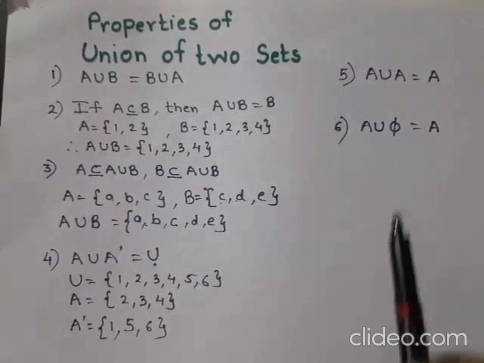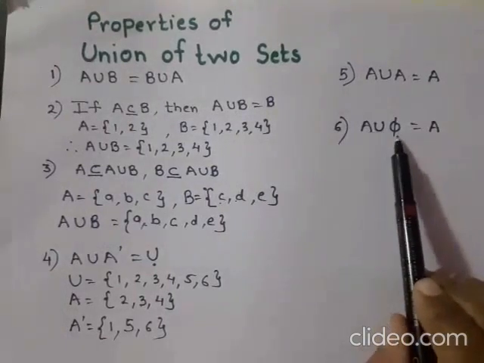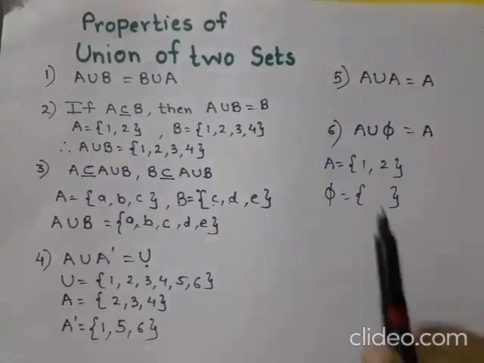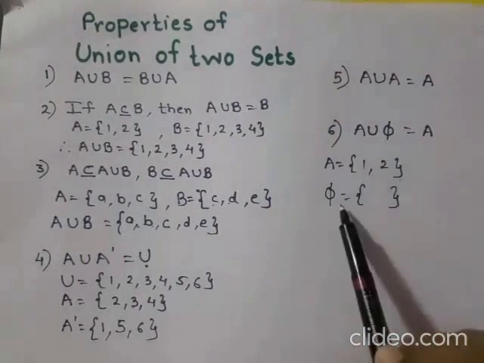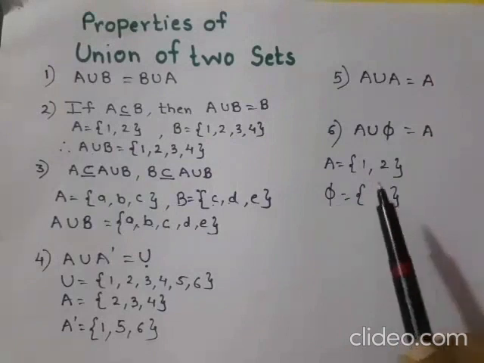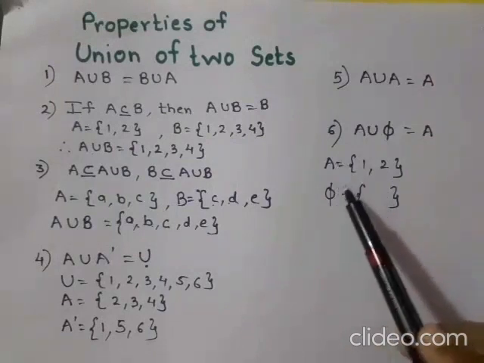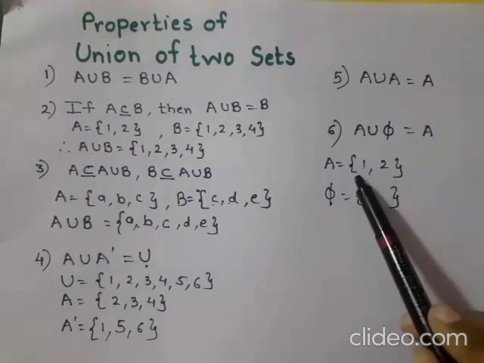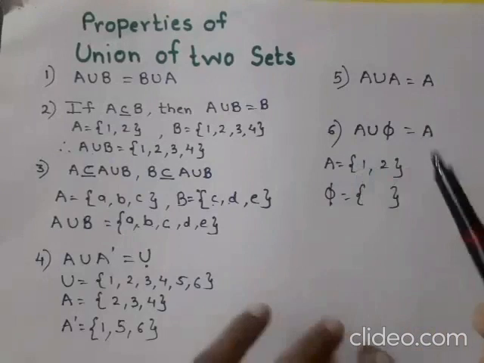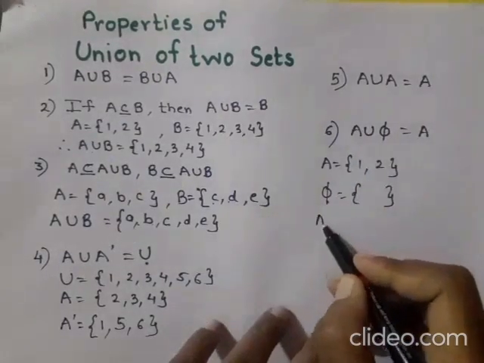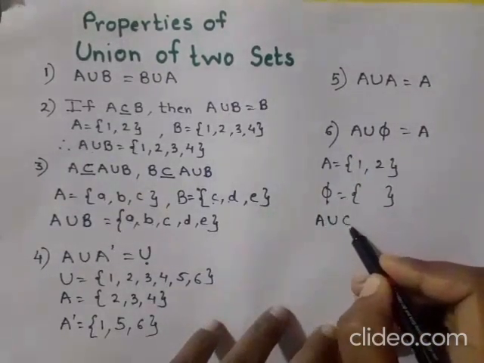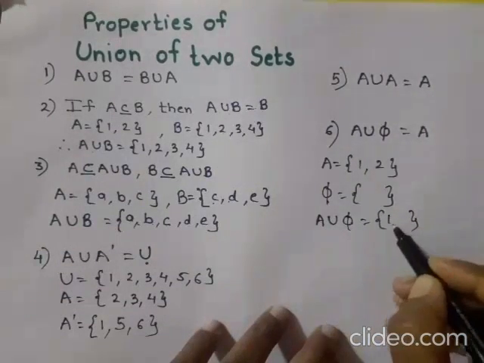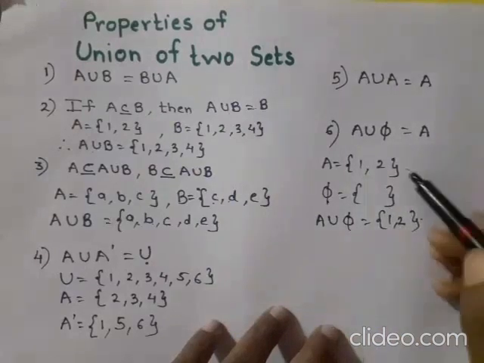Sixth property, the set A union empty set is equal to set A. Now here set A contains elements 1 and 2, and the empty set means no elements. So A union the empty set is equal to the set of elements of set A, which is equal to set A.